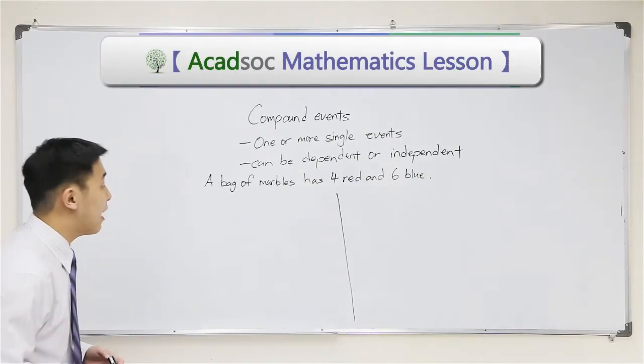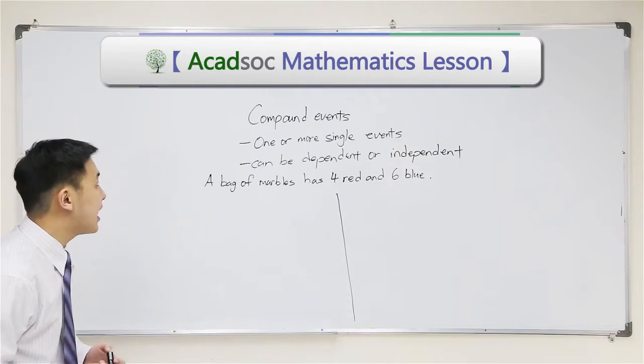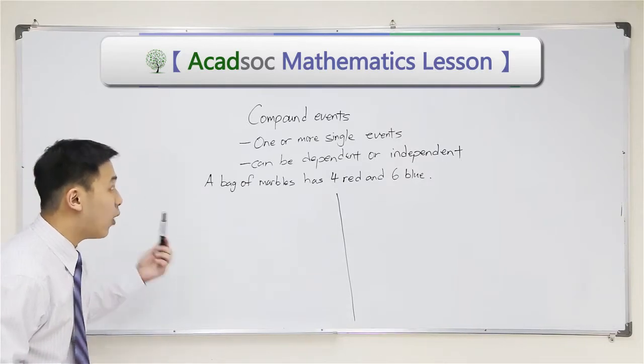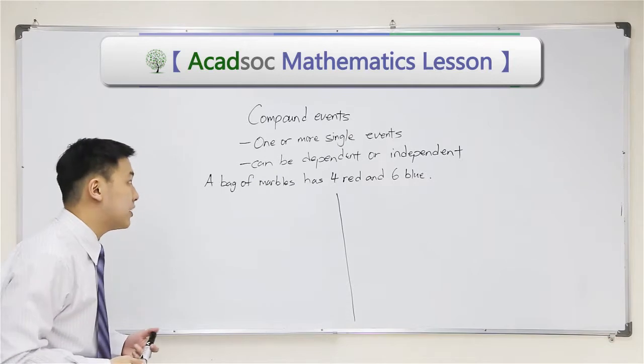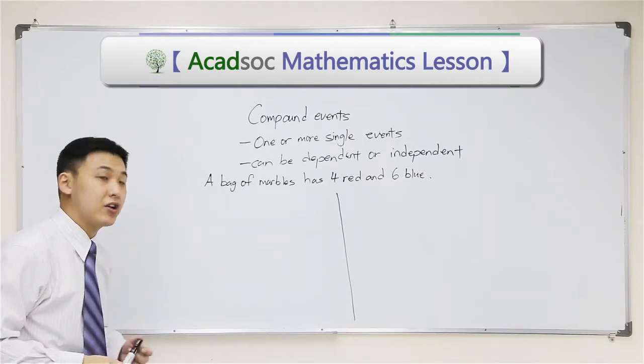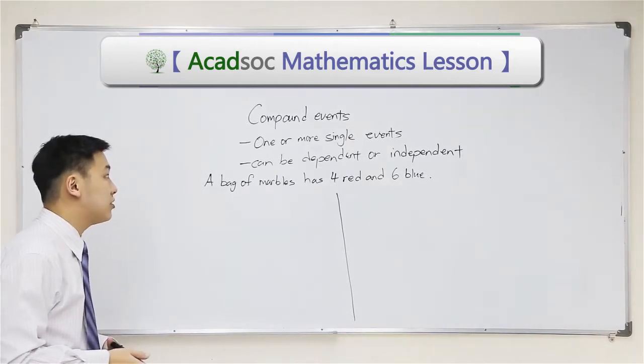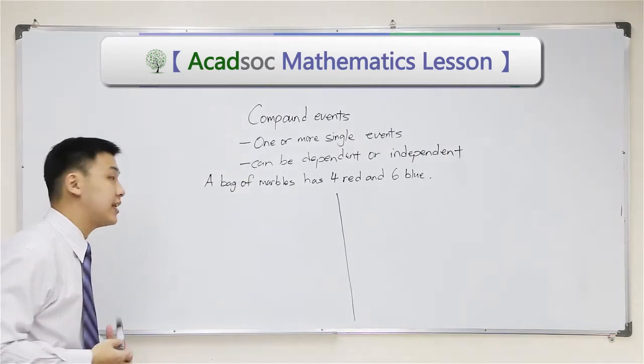Now let's look at compound events. Compound events are events that consist of one or more single events. They can be either dependent or independent of each other. Let's look at this example to show both cases of dependent and independent.